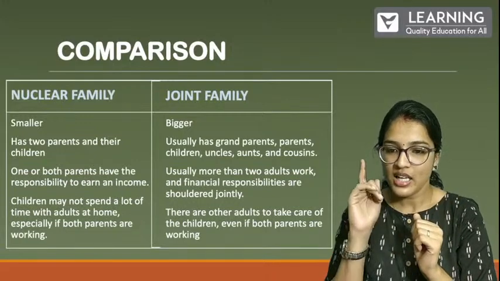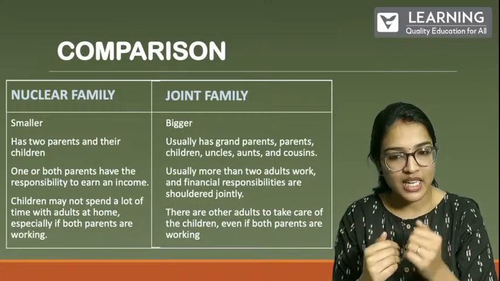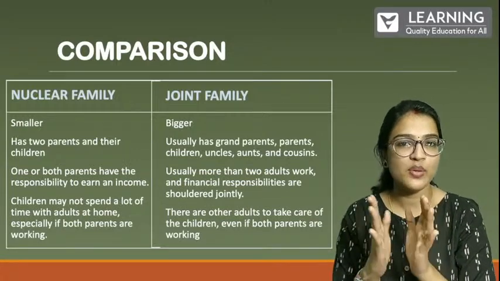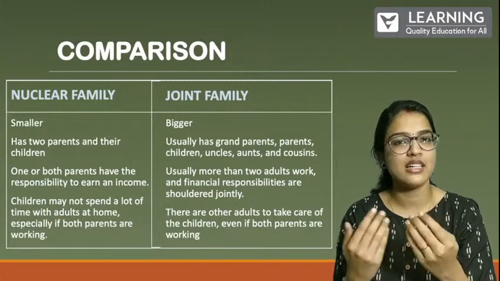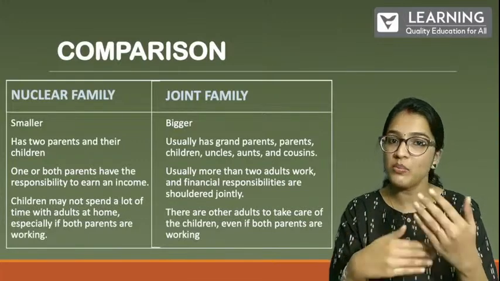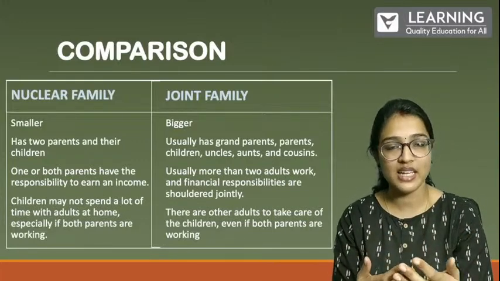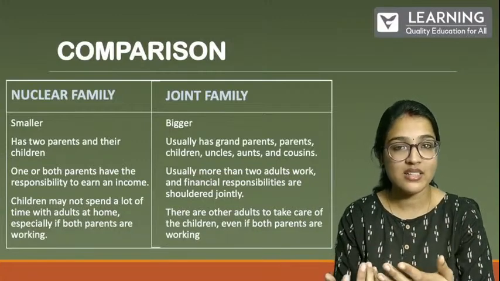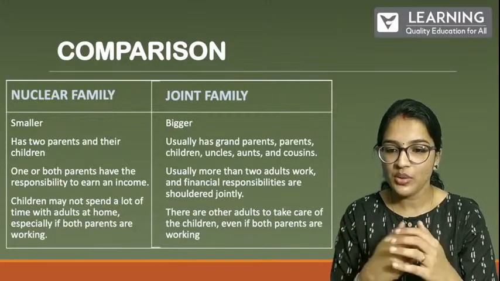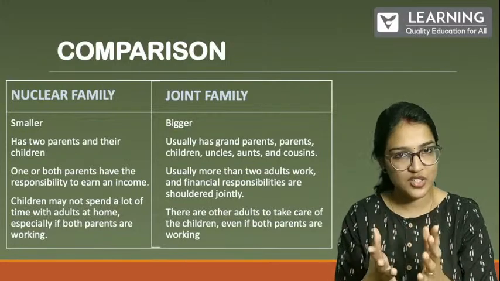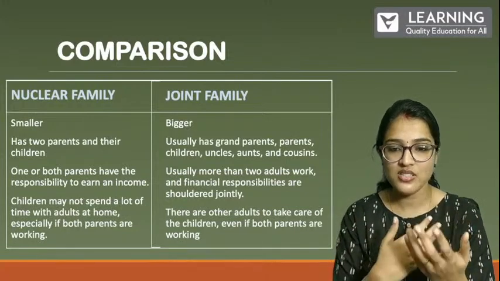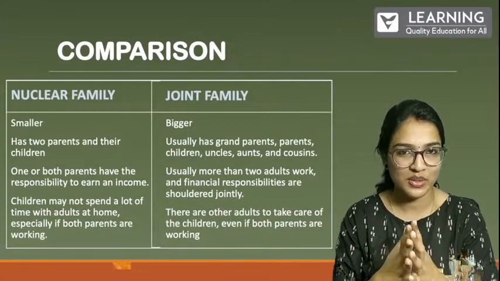So let's see. Nuclear family. It's a small family and joint family is a big family that we have already understood, right? Nuclear family will be having two generations, that is parents and kids. So it's a small family. Joint family means there will be more than two generations. Grandparents will be there, uncle, aunt will be there, parents, kids, everyone will be there. So it's a big family, right? Now, nuclear family will be having parents and their children. We told that joint family will be having grandparents, parents, children, uncle, aunt, cousins, everyone will be there, right?